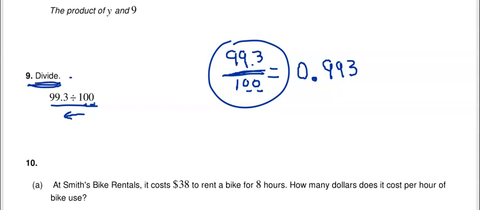That's how you do that. Make sure that you remember that. Anytime there is a base 10 number that you divide by, just move the decimal however many places to the left. If this was divided by 1,000, we would just move the decimal over 3 places rather than 2 places.